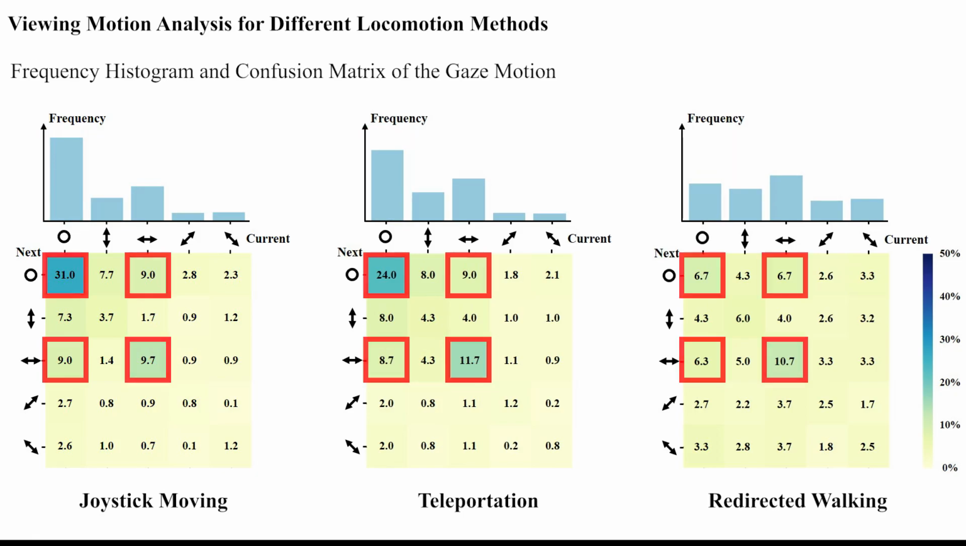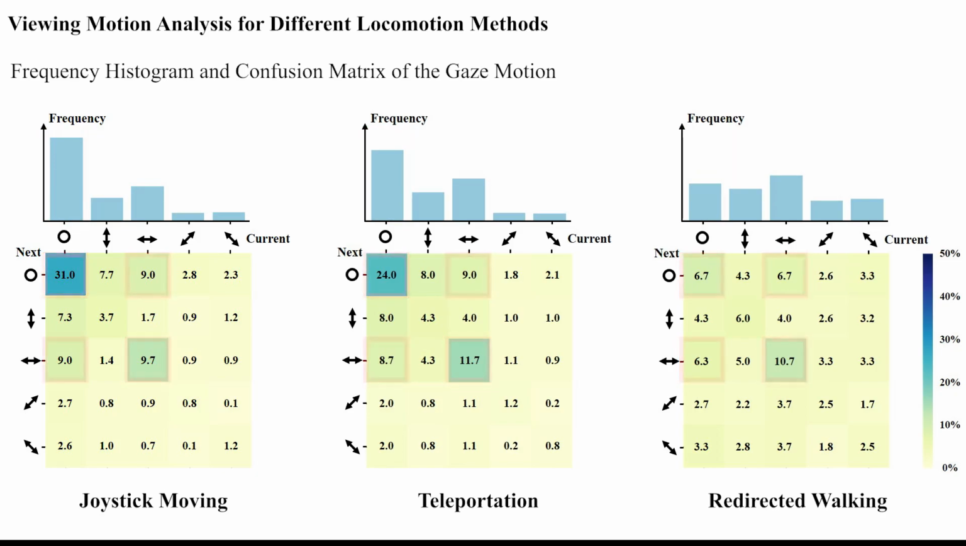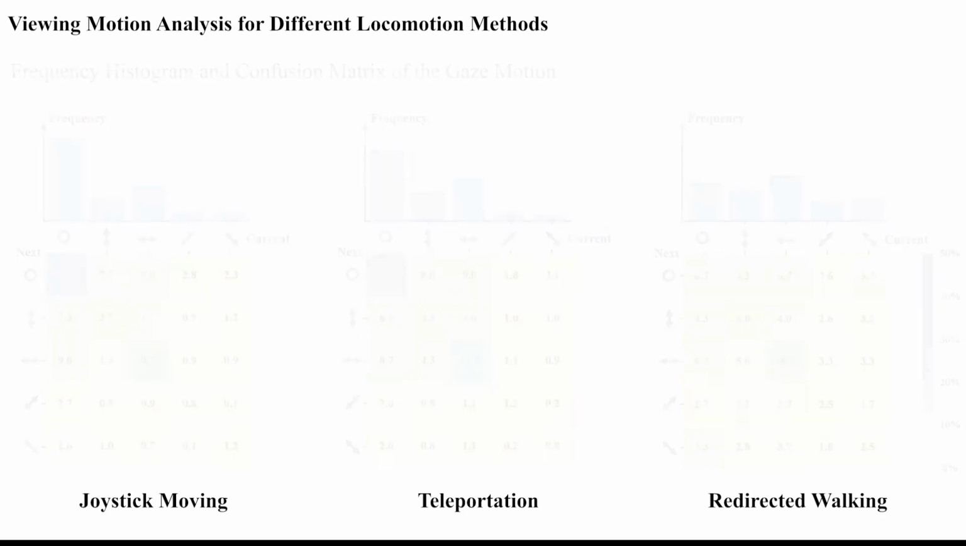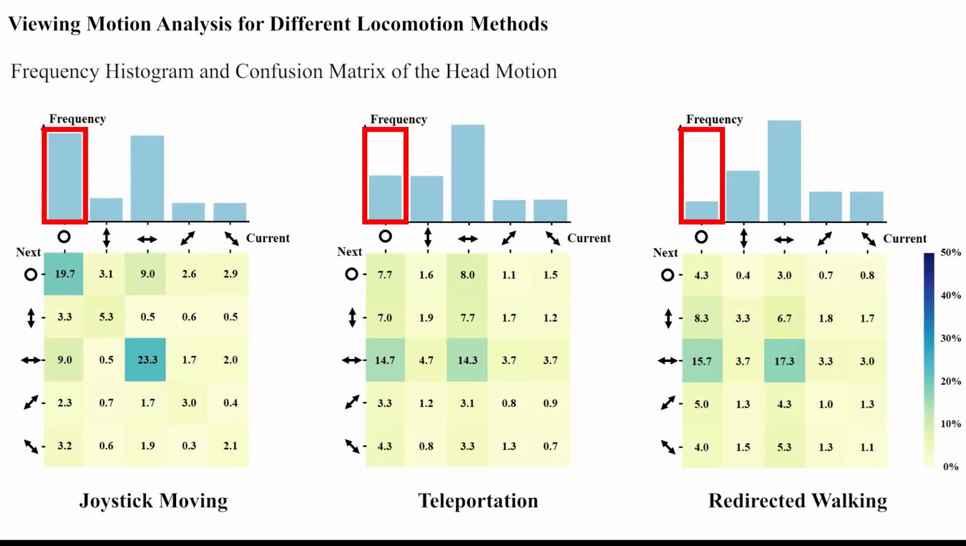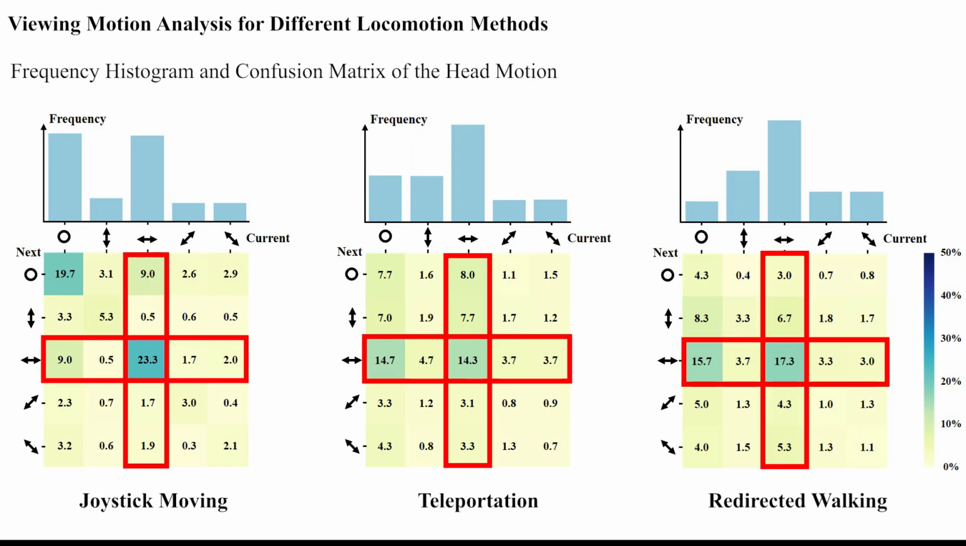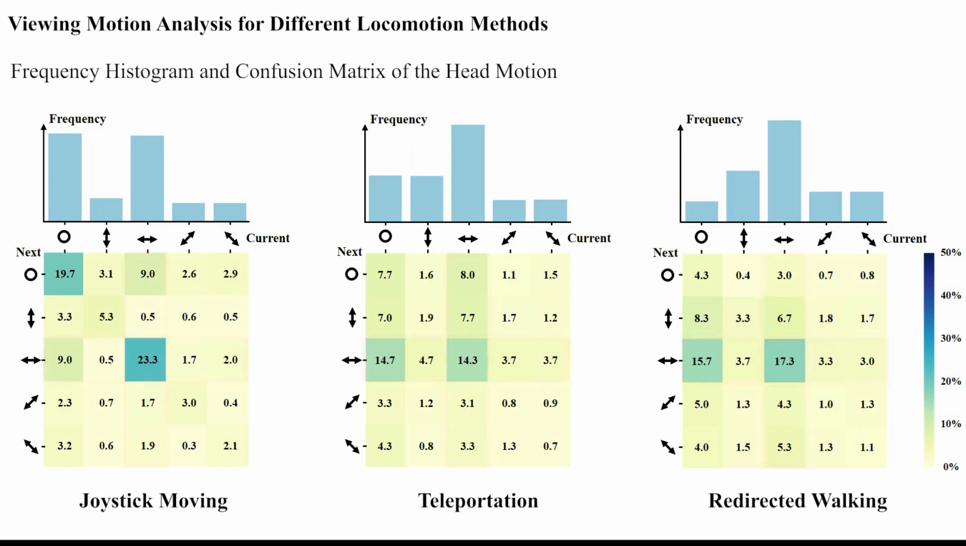For all locomotion methods, gaze tends to stay still, move horizontally, or switch between the 2 states. The frequencies of head staying still are much lower under redirected walking and teleportation than joystick moving, and the head motion is not in static state frequently under redirected walking and teleportation. Head tends to move in other states from horizontal motion, or back to horizontal motion from other states.